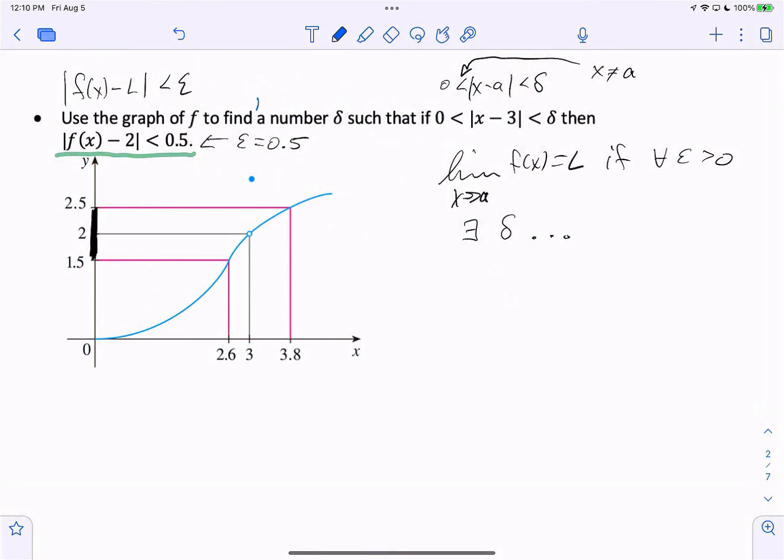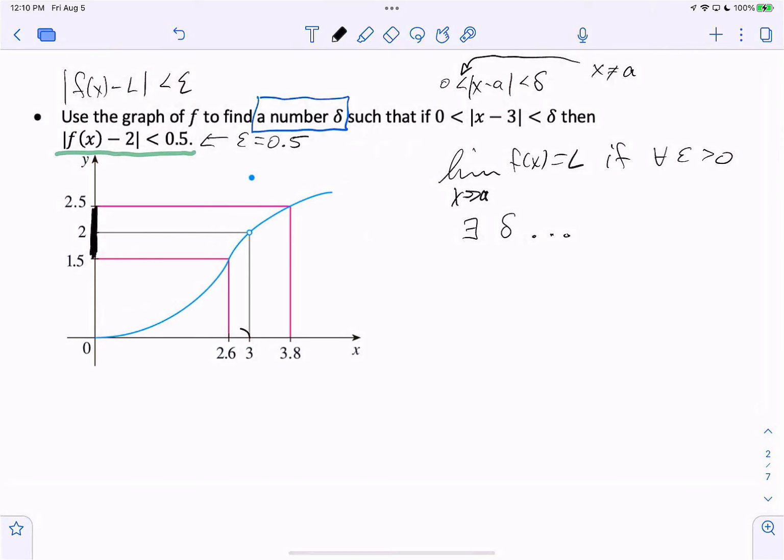We want to find a number delta. Since our point of interest is where x is equal to 3, I want to be to the left and to the right of 3 to create an interval over which the output values are between 1.5 and 2.5. We want to be in an interval around 3 on the x-axis, so the output values are between 1.5 and 2.5.